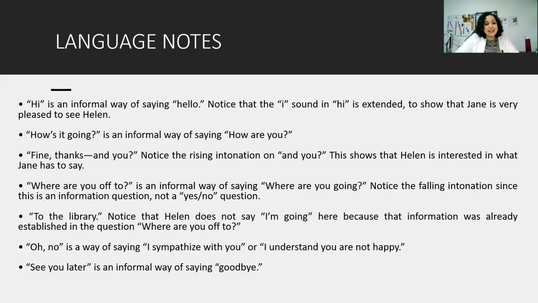Okay? And then the final part here, oh no, it's a way of saying, I sympathize with you. Or I understand that you're not happy. See you later. It's an informal way of saying goodbye. Normally, you will use this type of phrases. See you later. Or just simply bye-bye. Bye. Instead of saying goodbye, bye. It depends on how good that friendship is with the other person, of course.